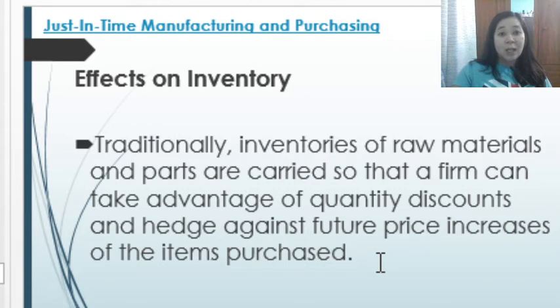Traditionally, inventories of raw materials and parts are carried so that the firm can take advantage of quantity discounts, and they can also avoid higher price increases in the future for those items purchased. This is in contrast with JIT. The traditional concept is that we should buy more to get quantity discounts and to avoid price increases in the future. But this will lead to excessive inventory levels.